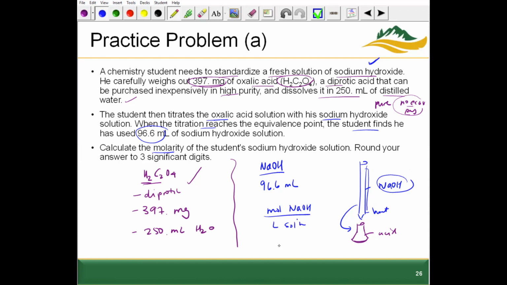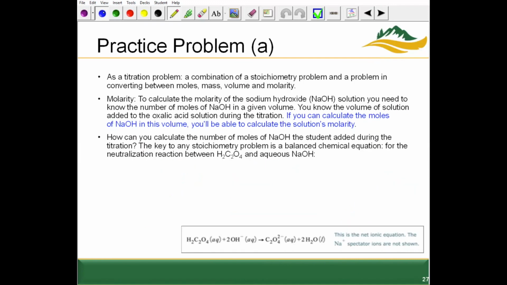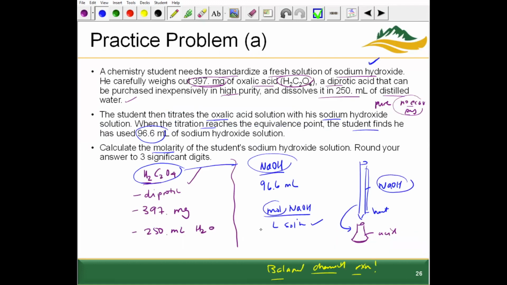What is the very first thing we should do given this formula for our acid and this formula for our base? What we're going to need from these two is, of course, a balanced chemical reaction. So we're going to need a balanced chemical reaction to solve this problem. For the molarity, we're going to need the moles of NaOH in a given amount of volume. We know the volume of solution that was added to our oxalic acid. So if we have this volume amount, we can just find the moles to then get the molarity concentration for our answer.